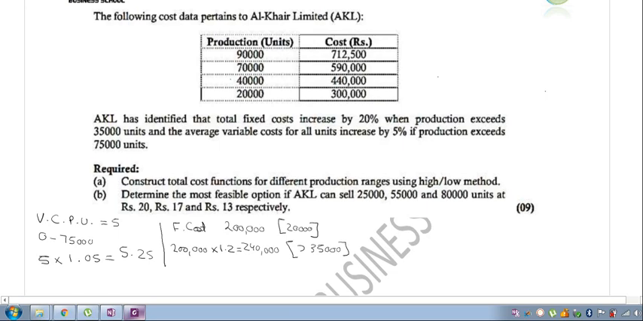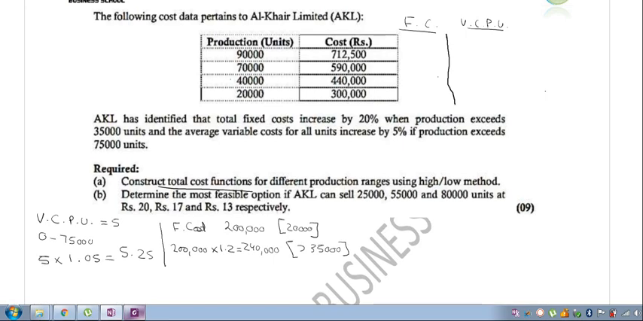Okay, so now the question says construct total cost functions. You have to construct functions for different production ranges using the high-low method. In the start of this first part of the video, we denoted fixed cost and variable cost in terms of x and y.